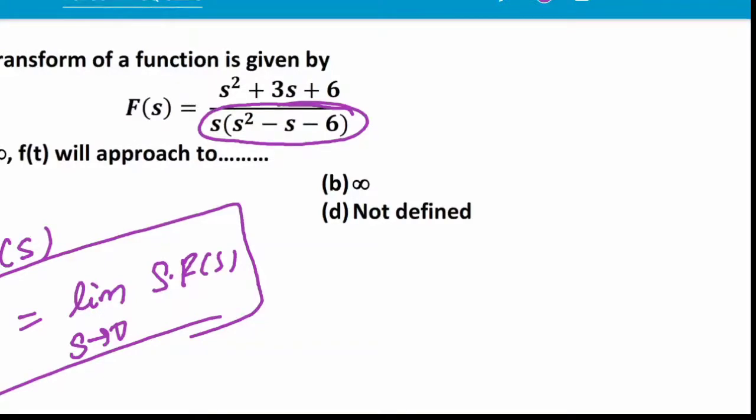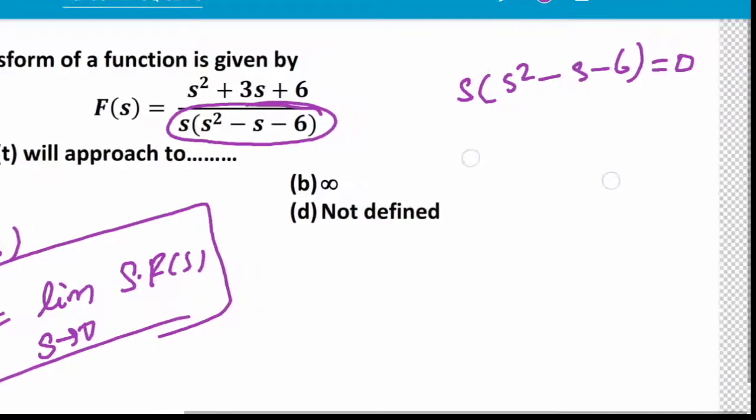And for conjugate poles, the system will be marginally stable, or oscillatory, and there will be no final value because there will be oscillation. So what are the poles? S into (s square minus s minus 6) will be equal to 0. If a question comes on the final value theorem or initial value theorem, we have to check the conditions: is the system stable or not, and for which conditions the final or initial value theorem is applicable. That should be remembered.